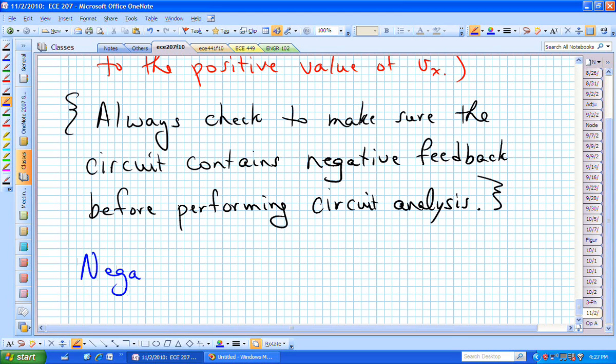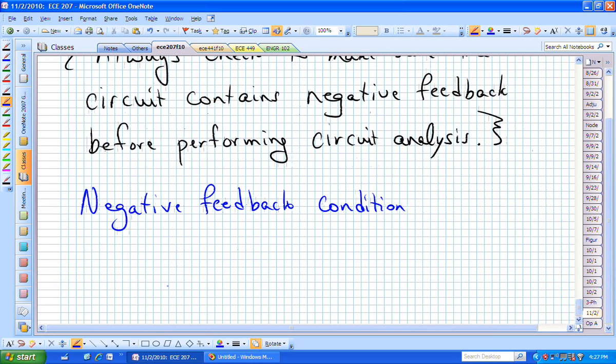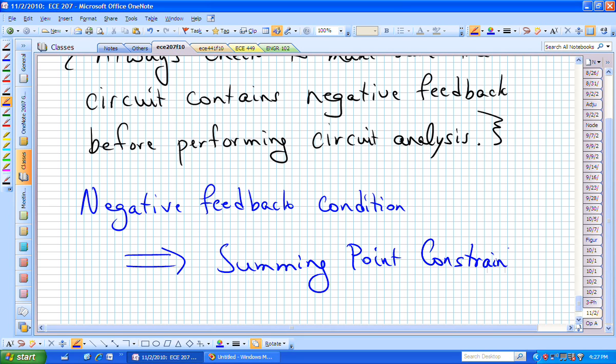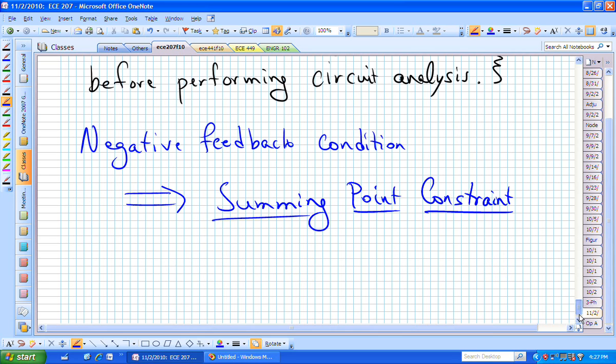If we have negative feedback, or if we're operating in a negative feedback condition or state, then we will be able to use the following constraint that the book calls the summing point constraint. What we can do is just assume this is true, and if we find out that we're violating our output with respect to the rails, then we go back and say, okay, the summing point constraint has been violated, we can't use it. If we use the summing point constraint, what that says is the following, that you have two conditions. V sub D is zero.